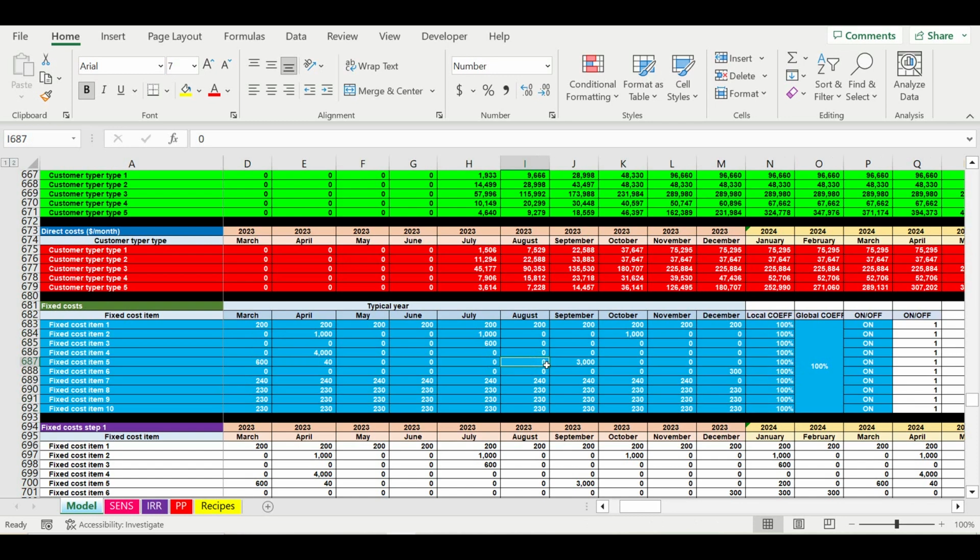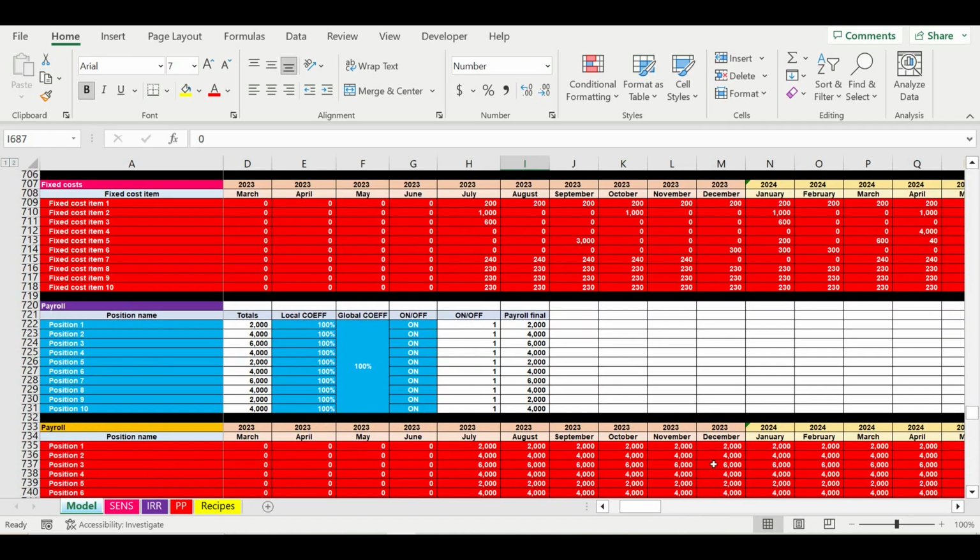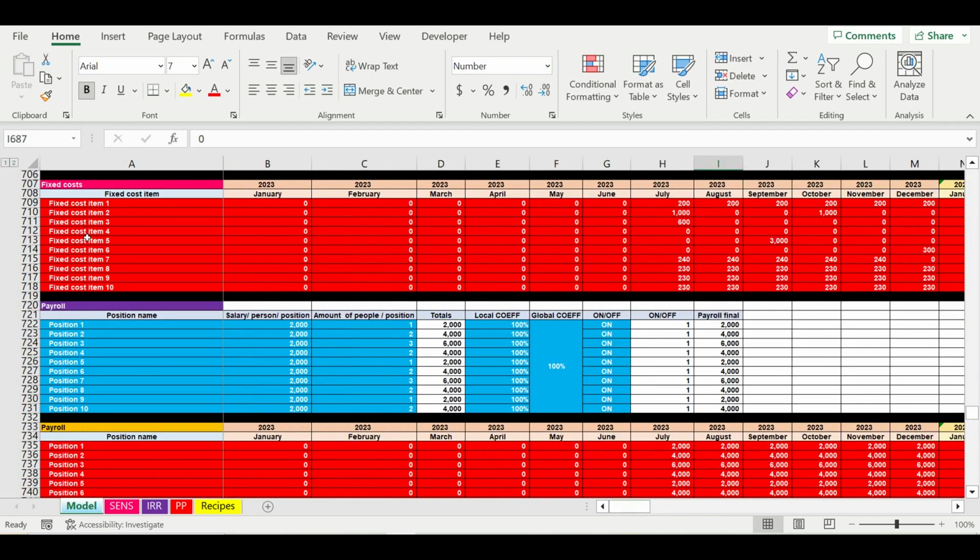So then we are moving to the payroll. The same story with payroll. We can use global and local coefficients. We can switch on and off different positions from calculations. So we can, for example, switch off some positions, see how they affect the cash flow statement, for example.